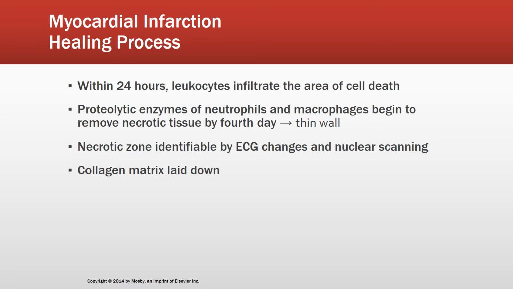The necrotic zone is identified by EKG or ECG changes. We'll see a ST segment elevation, pathologic Q wave, and nuclear scanning after the onset of symptoms is how we would see these ECG changes. At this point, the neutrophils and monocytes have cleared all of this debris. So they came in, took out the garbage from the injured area, and the collagen matrix will be laid down. They're going to form scar tissue around the area.